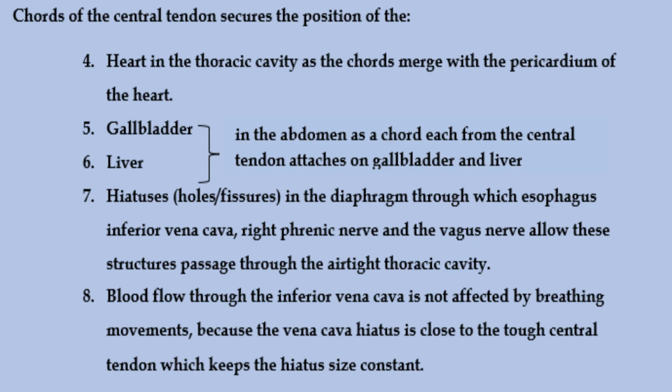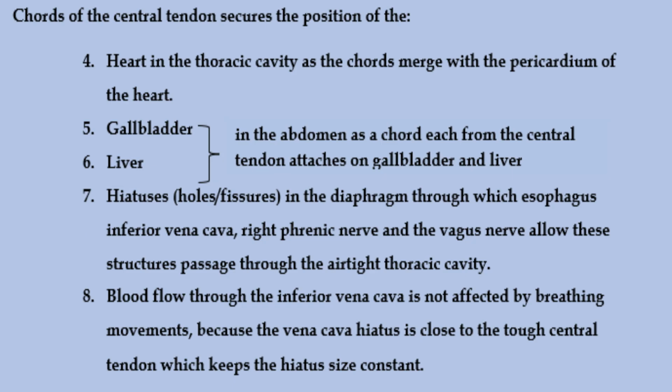Well, these 2 other functions, 7 and 8, we'll look at them in detail in the next dissection. But the function is holes or hiatuses in the diaphragm. They are holes through which the esophagus, inferior vena cava, right phrenic nerve, and the vagus nerve go through the diaphragm, even though the diaphragm is made airtight. So we'll look at the structure of a hiatus in our next lesson.